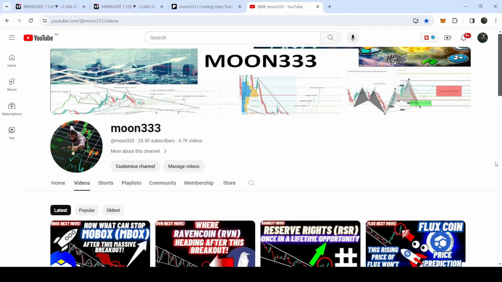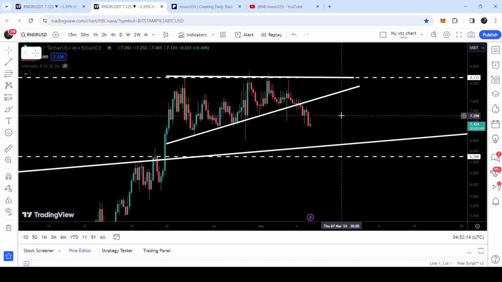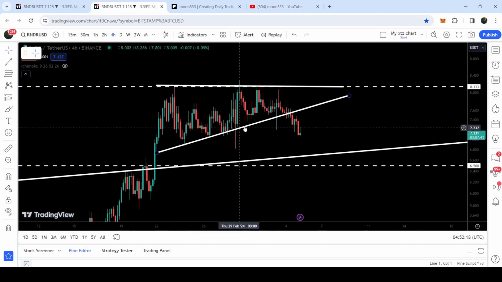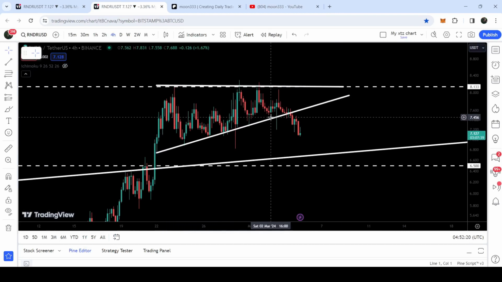For the past several days, Render was moving inside an ascending triangle on the daily time frame chart. And now if we take a look at the live chart, then unfortunately we have broken down this support. And in today's video, we will analyze this move.